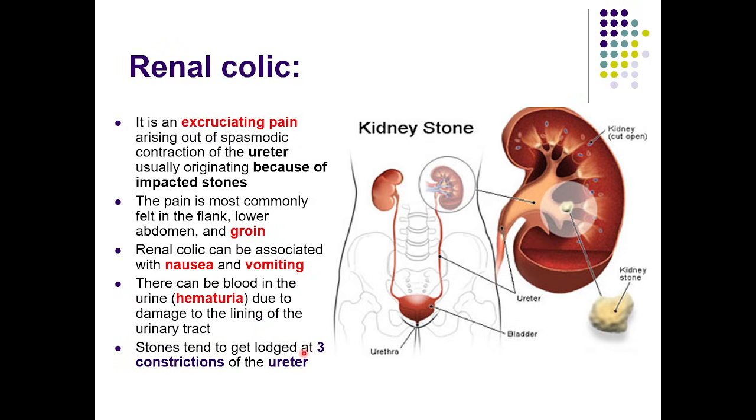Okay, next one, the renal colic. You do remember we talked about the renal colic as a complication if you ligate the ureter during the hysterectomy, right? But that's not the most common reason of the renal colic. The most common reason of the renal colic is the blockage of the ureter with a renal stone. What are the renal stones? Where did they come from?